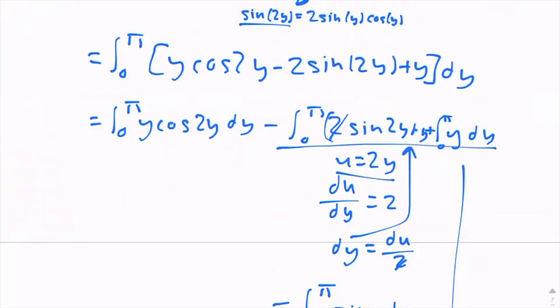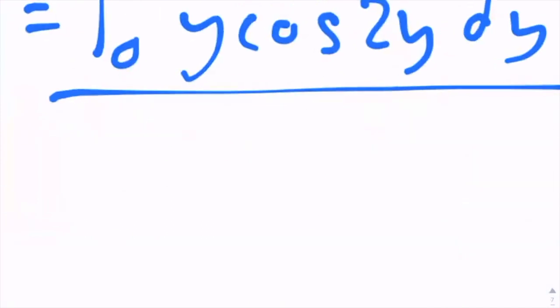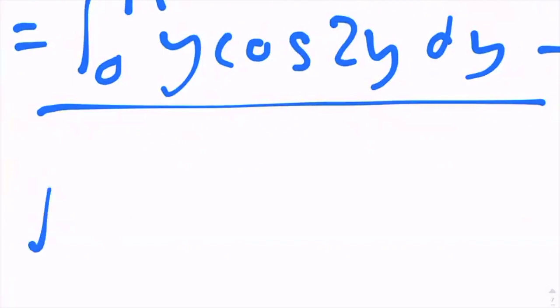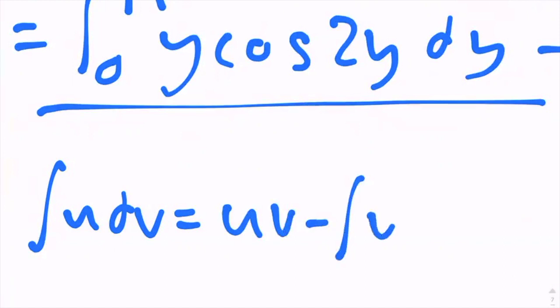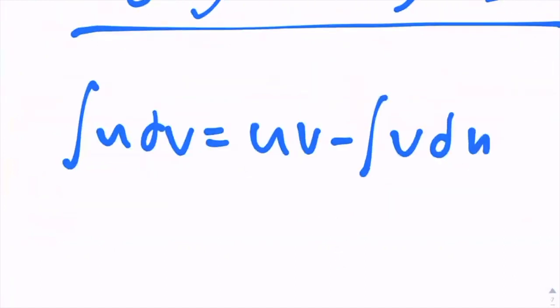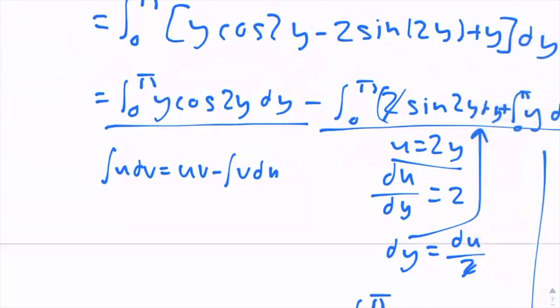Now we need to move on to this portion, which is going to need a little bit of parts to integrate this. And if we recall correctly, we know that for parts, integral of u dv is equal to uv minus integral v du. And what we can go ahead and say is that u dv is equal to this, and that is equal to that, uv minus integral v du.